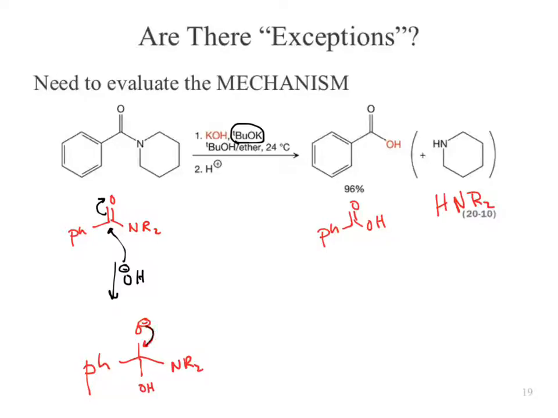Our electrons can come back down and kick out a leaving group. We have two options at this stage. We can either kick out the nitrogen or we could kick out the OH. Which of those two options should we look at? Both. We should be looking at both. What happens if we kick out the OH? We go backwards. So it's a reversible reaction.